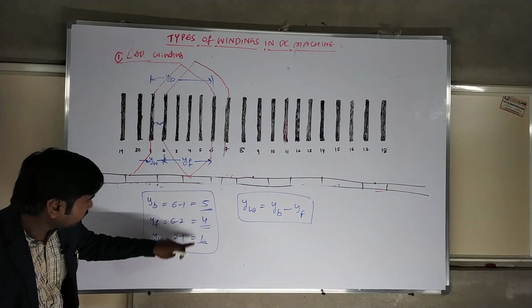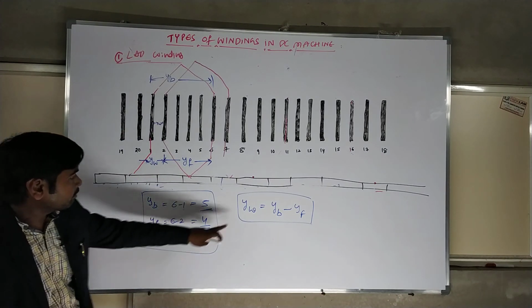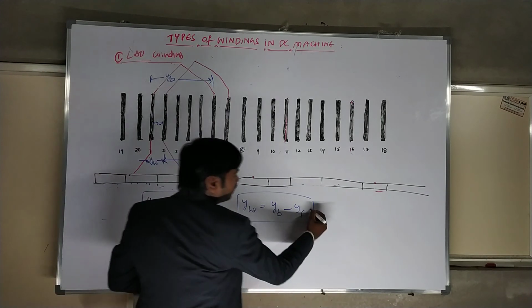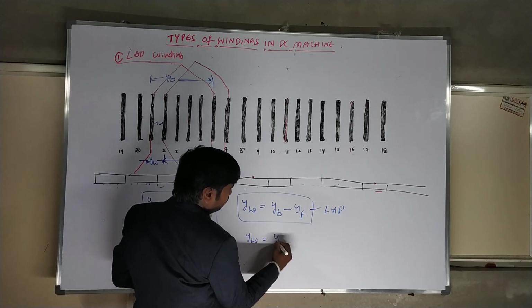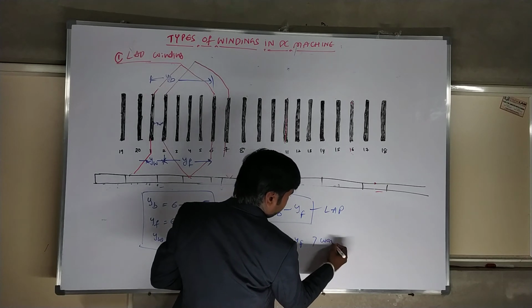Because 5 minus 4, it becomes 1. Am I clear? So in the case of lap winding, it is back pitch minus front pitch. In the case of wave winding, what you got? That was for lap. For wave winding, it is back pitch plus front pitch.